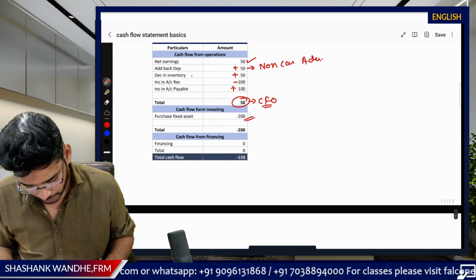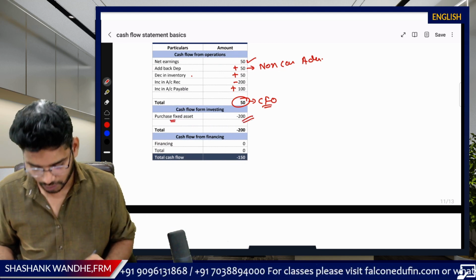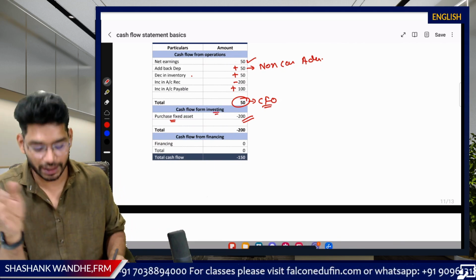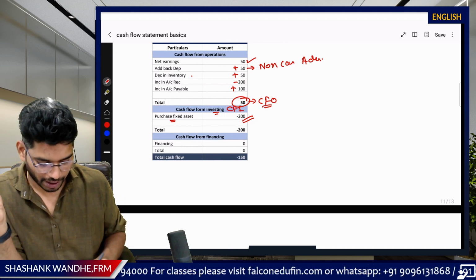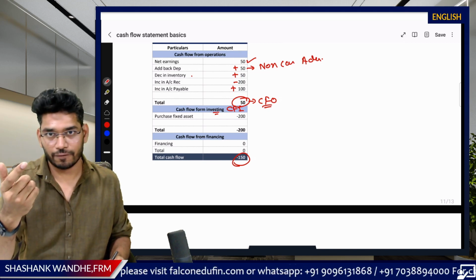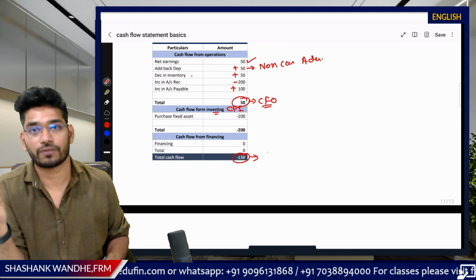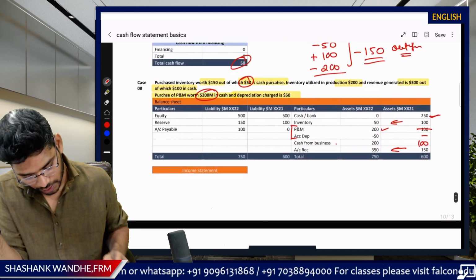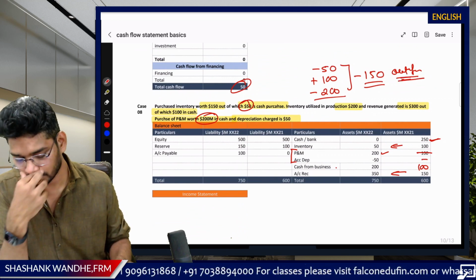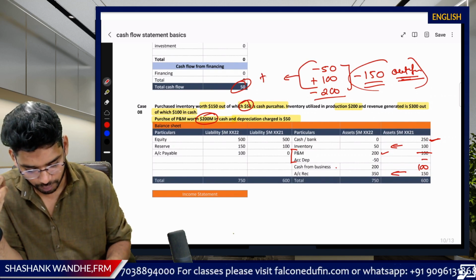Now, fixed asset purchased worth 200 million. So cash outflow in investment. Okay, so in the CFI part, we have 200 outflow. And if you take the total, 250. So finally you have 150 cash outflow. This is our net cash outflow. If we just consider the operations part, this is our plus 50.